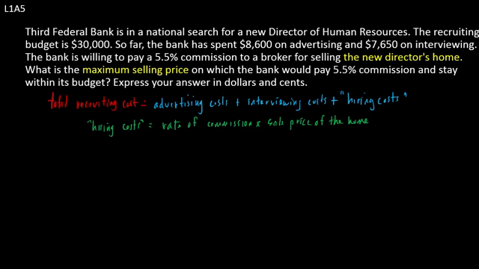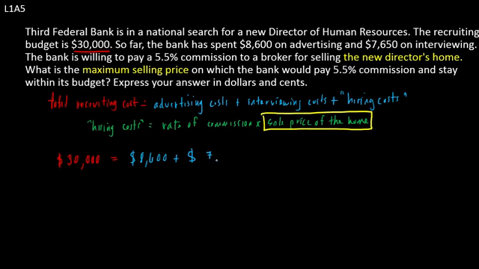Now, remember that my goal here is to solve for the sale price of the home. I like to start by filling in the information I already know and then seeing where I'm left. For example, I know that the recruiting budget is $30,000, so I'm going to sub that into total recruiting costs. I've got $30,000. Next, I will put in my advertising costs and interviewing costs. So I've got $8,600 plus $7,650. Now the last piece is hiring costs.